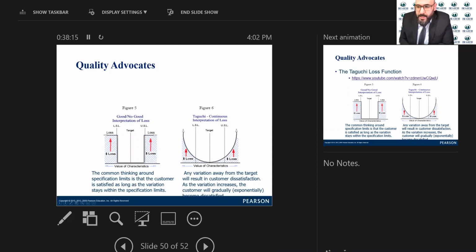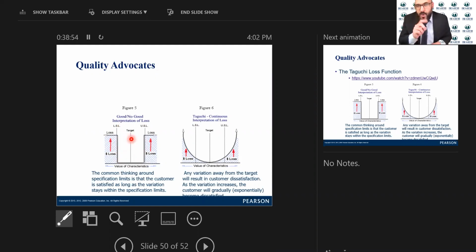So if we say this is the target right here in the middle, and we looked into the process and we found this is the upper specification limit and this is the lower specification limit. What was in the past, before this theory, was the common thinking around specification limits: we were thinking that the customer will be satisfied as long as we are within the specification limits.